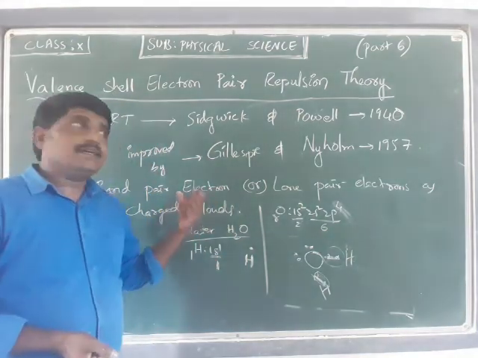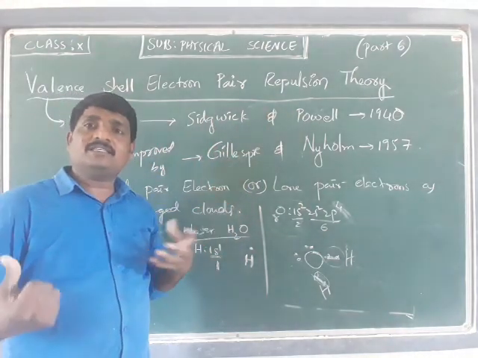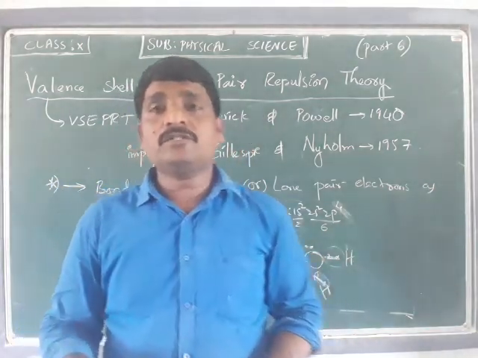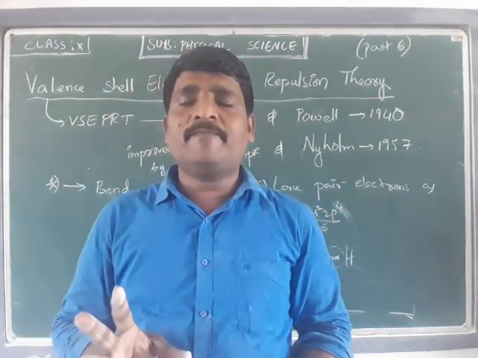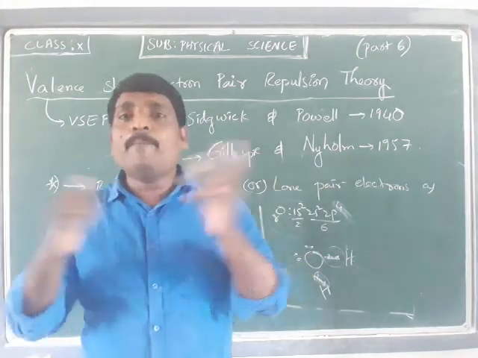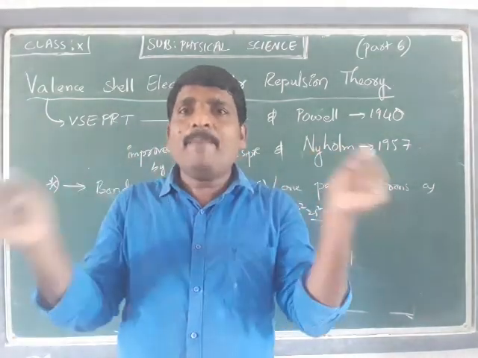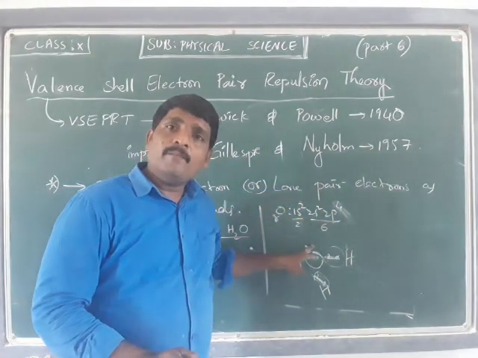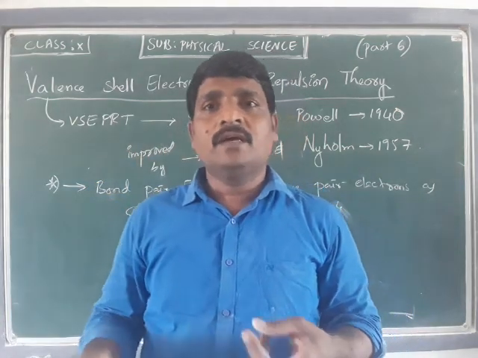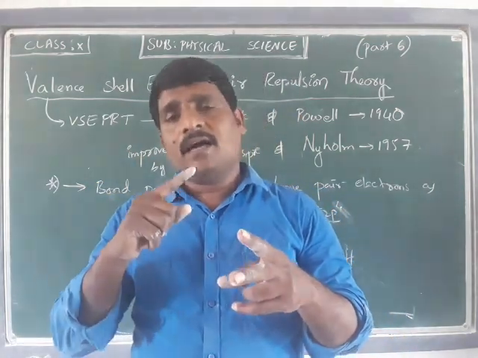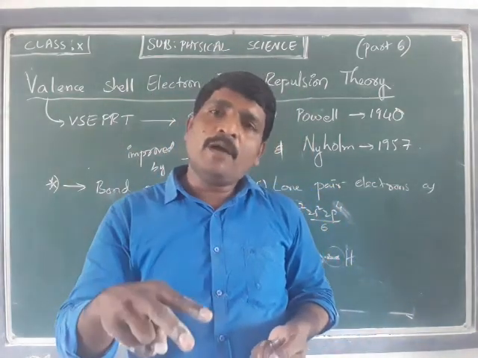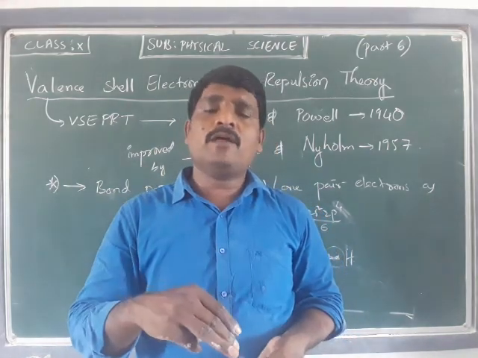So these scientists are treating these paired electrons, either lone pair or bond pair, as charged clouds. And one more important concept they proposed is that these charged clouds have a repulsion force among them. They repel each other. There exists a repulsion between bond pair and bond pair, between a lone pair and bond pair, and between a lone pair and lone pair.